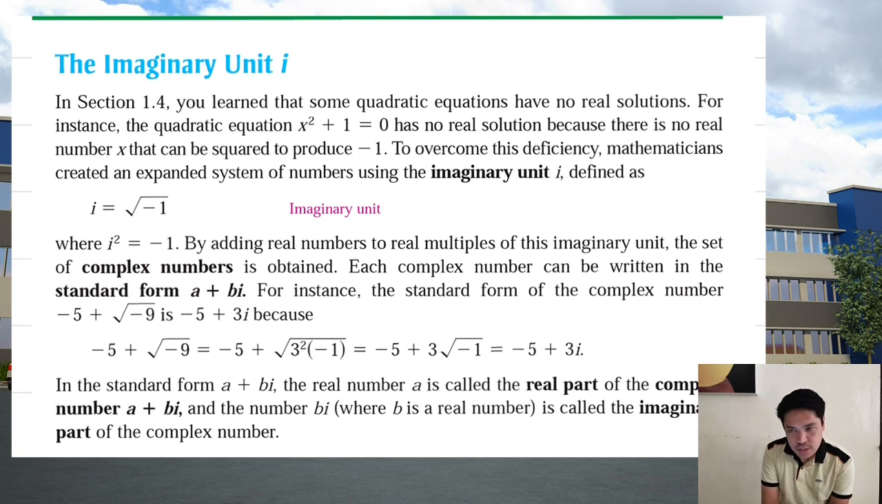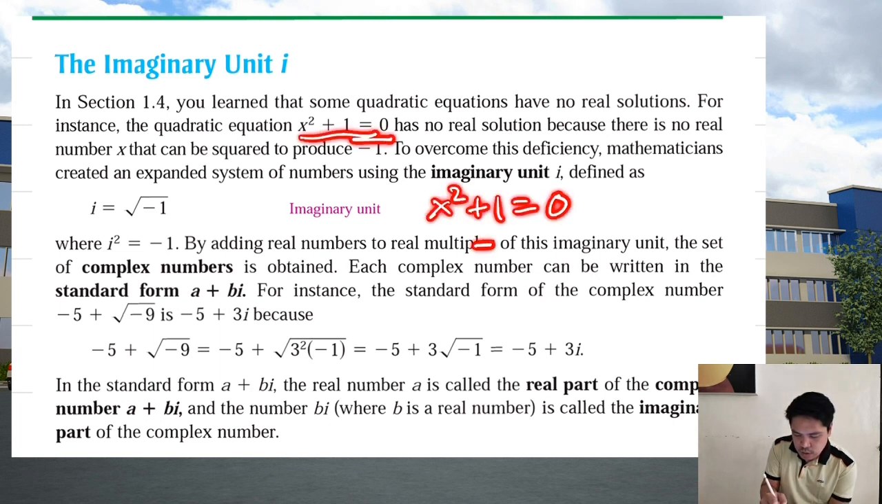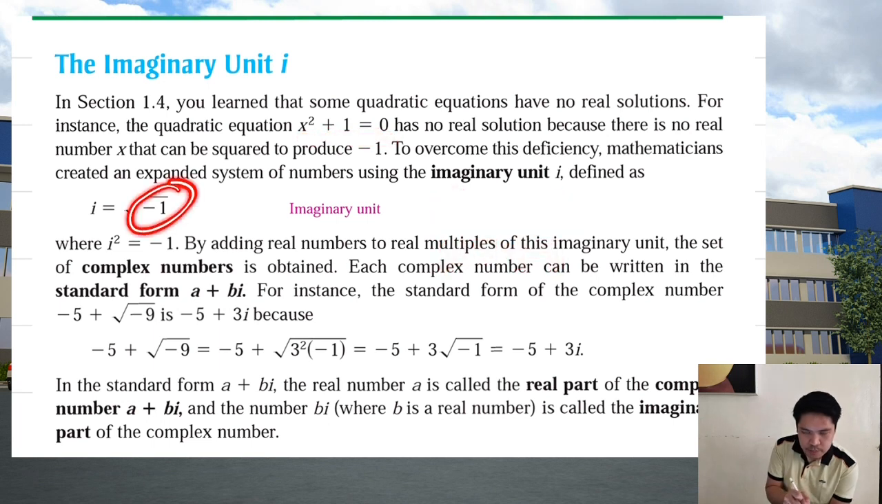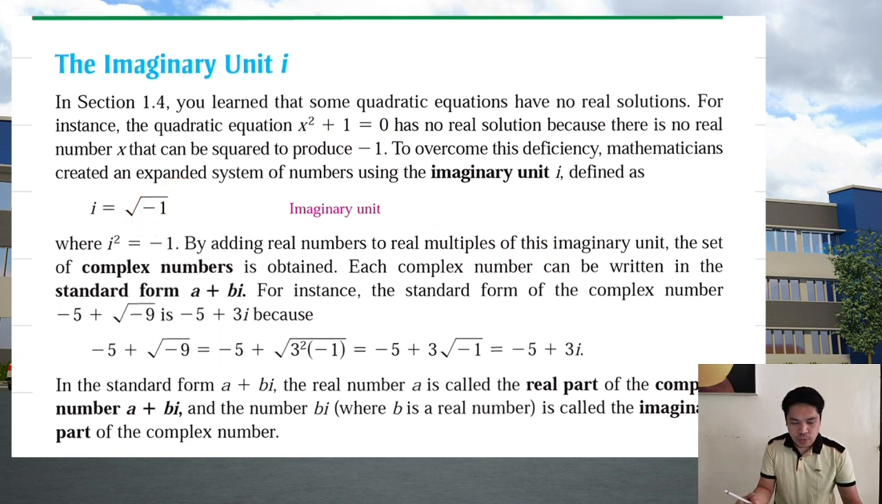First off, let us discuss the imaginary unit i. For instance, the quadratic equation x squared plus 1 equals 0 has no real solution, because if we solve for x in this equation, the result would be x is equal to the square root of negative 1. So we cannot extract the square root of a negative number, or the square root of negative 1 does not exist, or is not real.